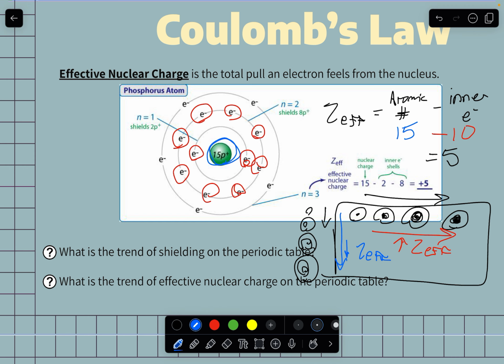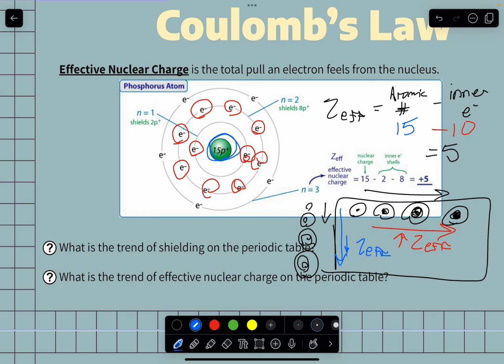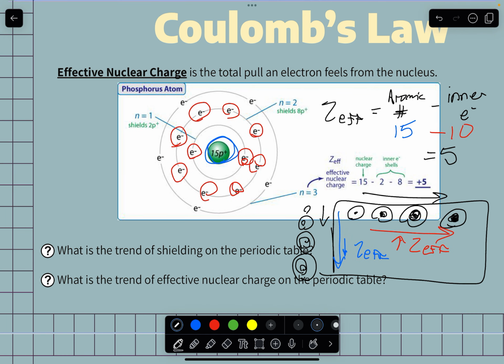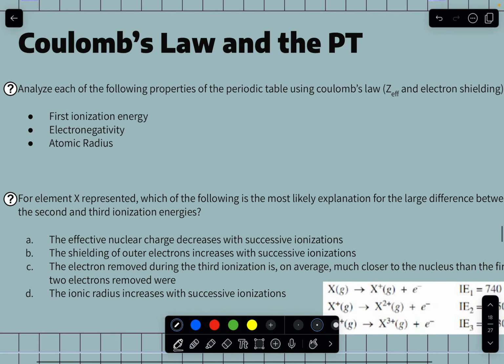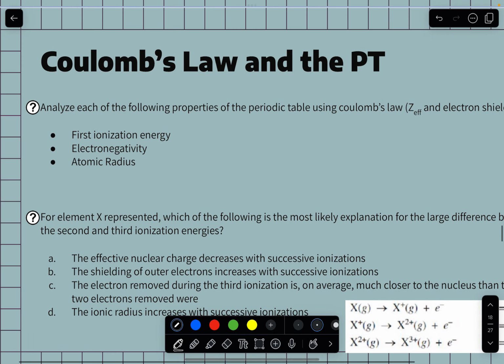And that's also based on shielding, because as you go down a group, your shielding goes up. You have more inner electrons. So that's how it's all interrelated. You can also relate this to periodic trends. So let's talk about the periodic trends really quick.